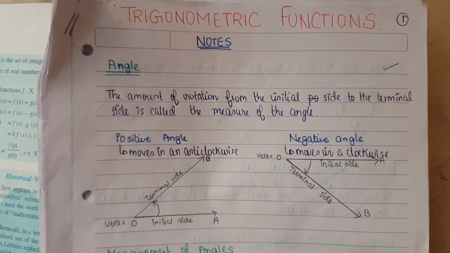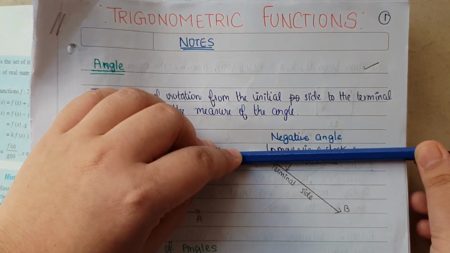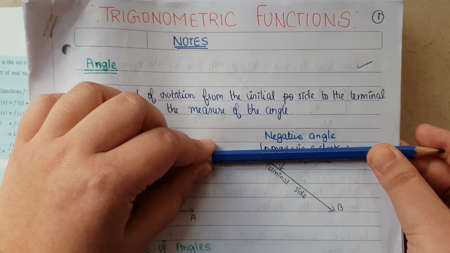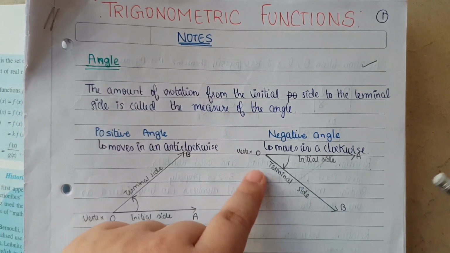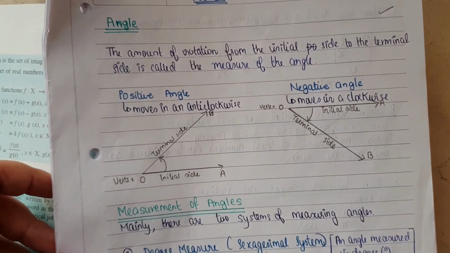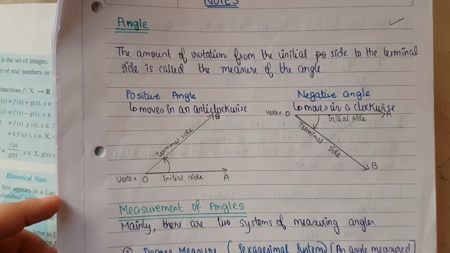Similarly, if I have the same initial side and this time I'm moving not in anti-clockwise but in clockwise direction, like this way I'm moving it, that will be called a negative angle. So I hope you understand what it means. Positive and negative is very simple to understand. Now moving on to talking about measurement of angles.